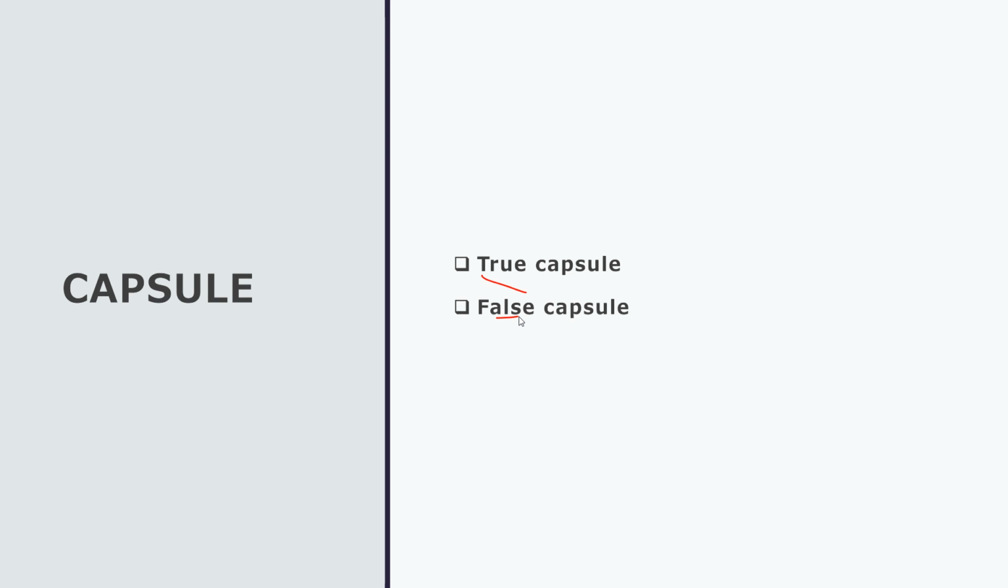Next of all, false capsule. It is derived from the pretracheal layer of the deep cervical fascia. In the posterior border, it is so thin, and in the inner surface of the gland, it is so thick, and it forms a suspensory ligament of Berry which connects the lobe to the cricoid cartilage.